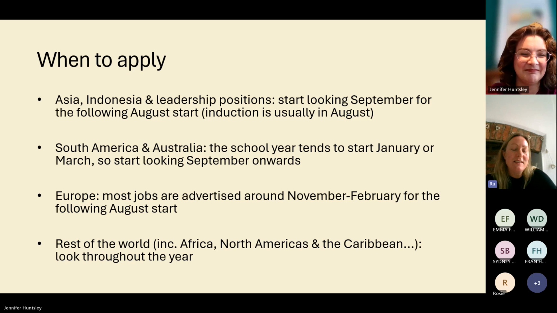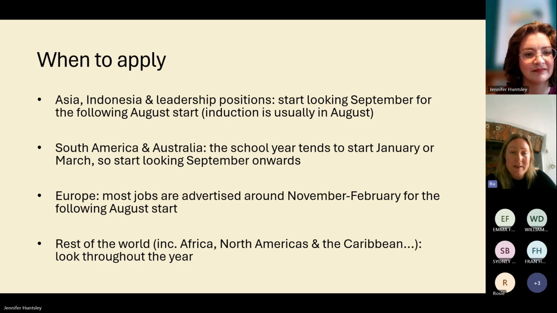So just really briefly, and this is a really rough indication, if you're thinking about this for 2025, so thinking about September, a lot of schools actually start advertising as of the September before for an August start. Especially schools in Asia, Indonesia, and leadership positions start looking in September on TES International for the following August start. And the schools usually start halfway through August because that's when your induction is. So in that first year you might think you've had a really short holiday if you're working in a UK school. In South America and Australia, the school year tends to start either in January or March. So they will also start advertising from September onwards. So just be aware that not everyone has the same September to September school year that we have.